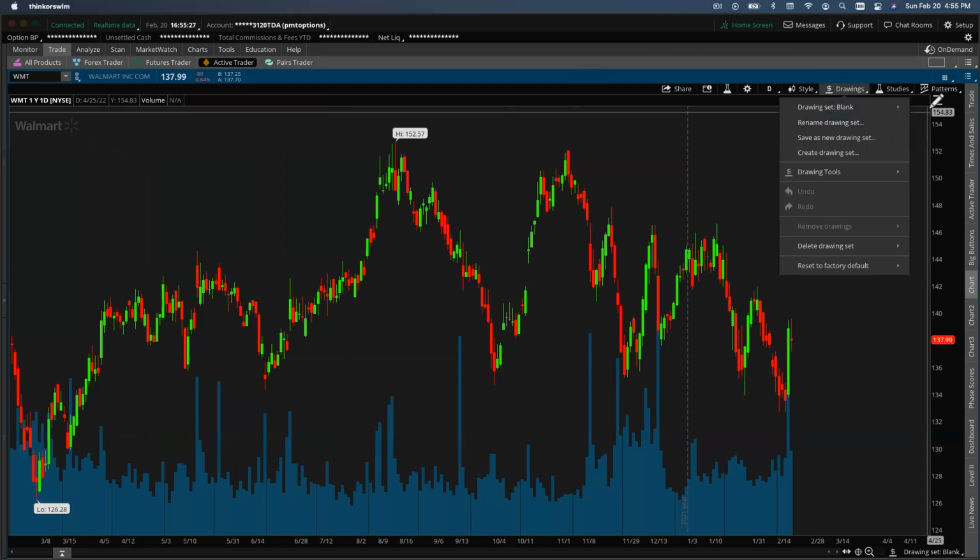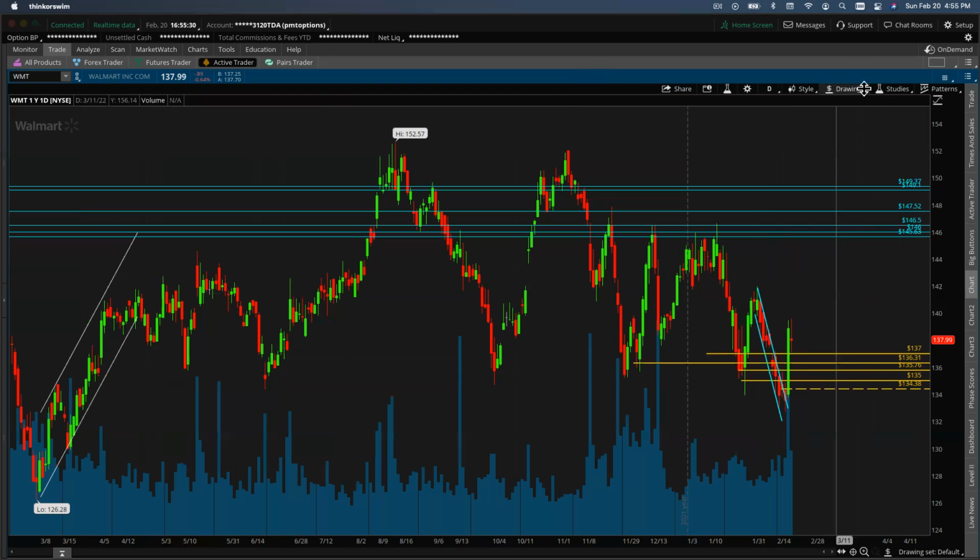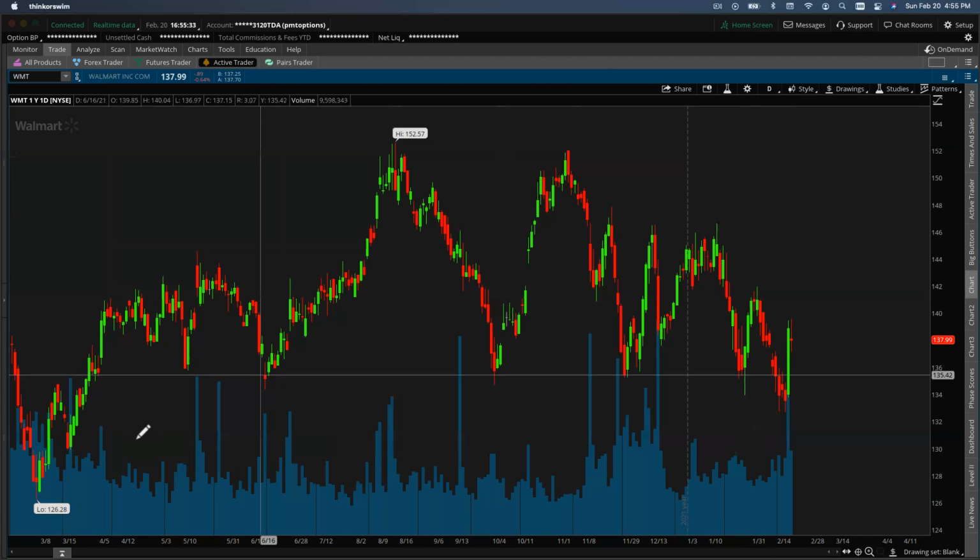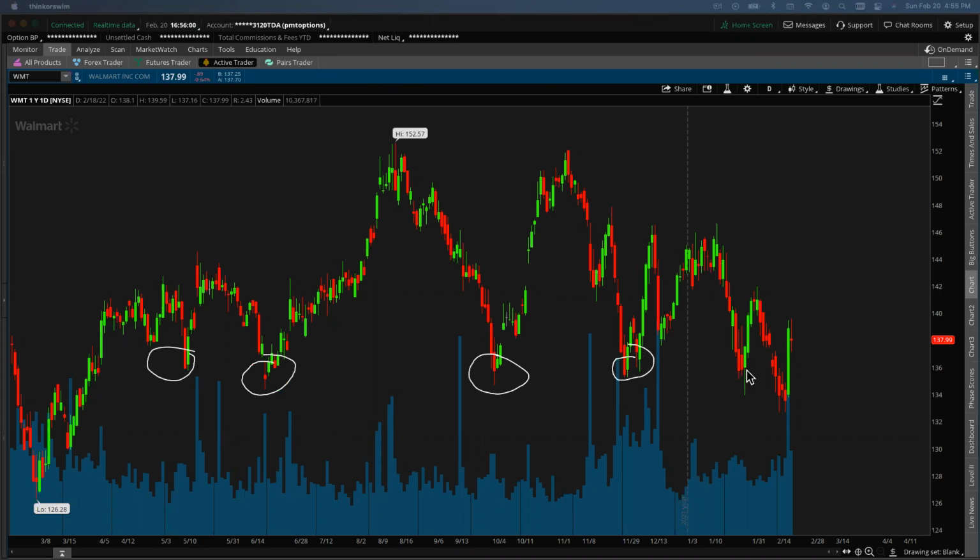It's not my other drawing set, but I have a clear drawing set right now, so we can do this together. First things first, I always want to look for support and resistance levels. I'm going to circle some support levels that we approached months ago, and possibly a whole year ago. These white circles are support levels that we approached for Walmart stock, from months ago to even last year.